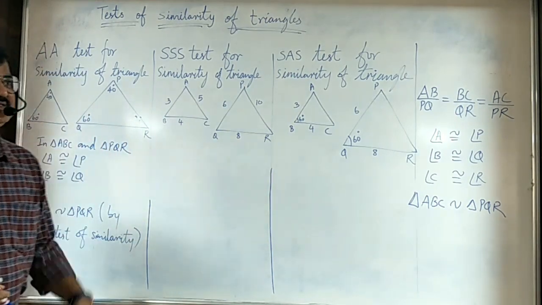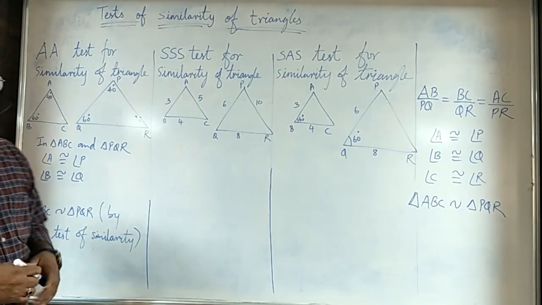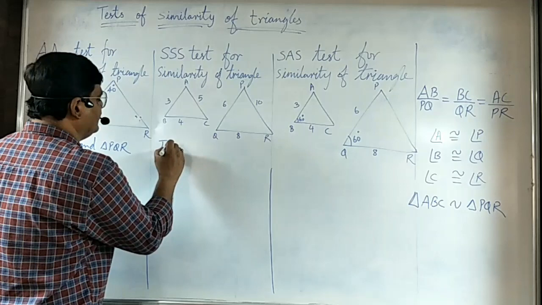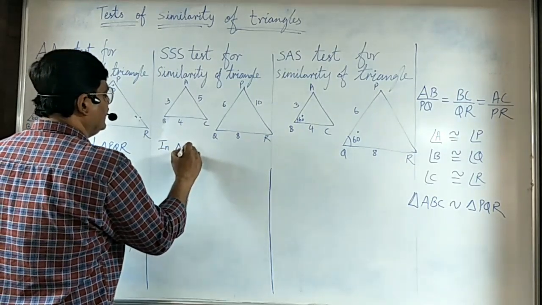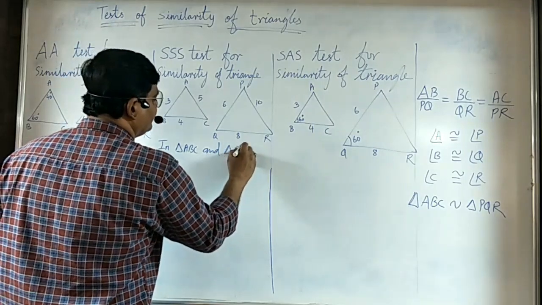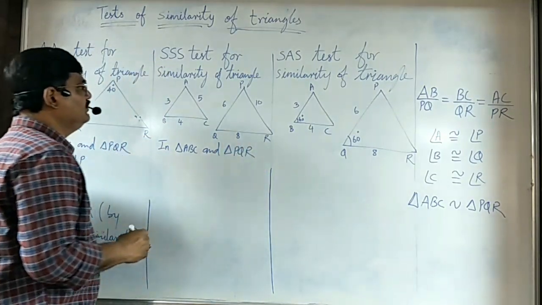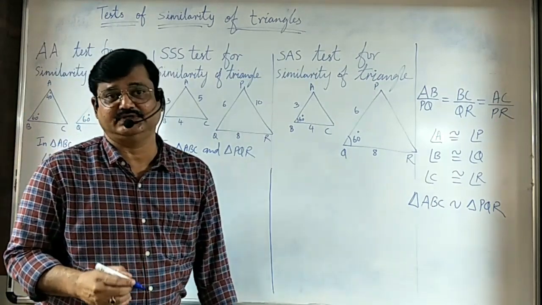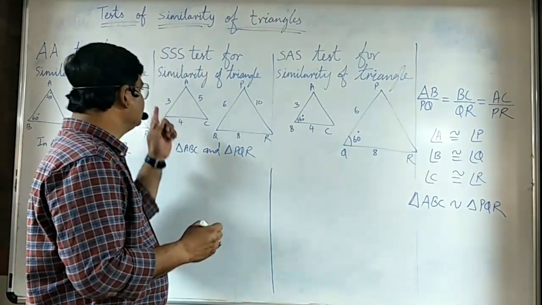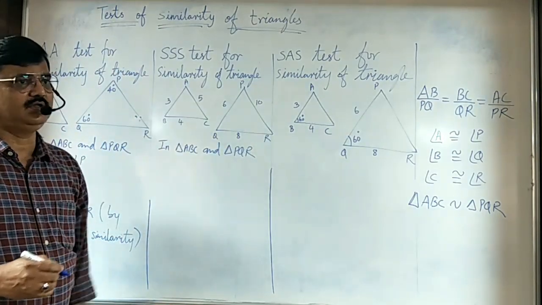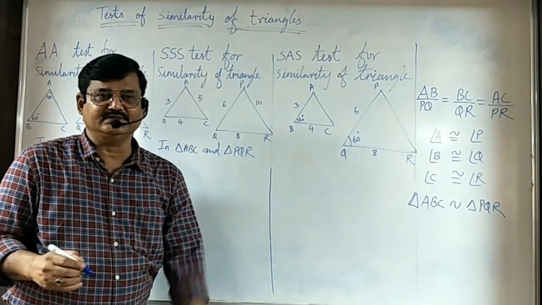Now we are going to go for the side test. In the side test, we have two triangles, triangle ABC and triangle PQR. Here angles are not given, the measures of the sides are given. And these measures are not congruent. If you see AB and PQ, they are the corresponding sides, but their measures are not the same.